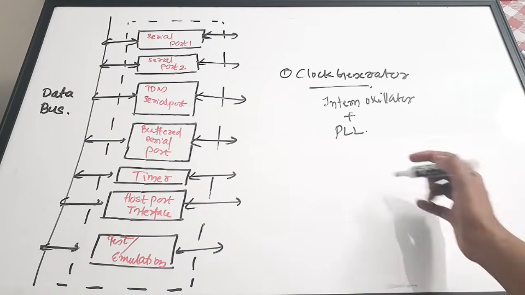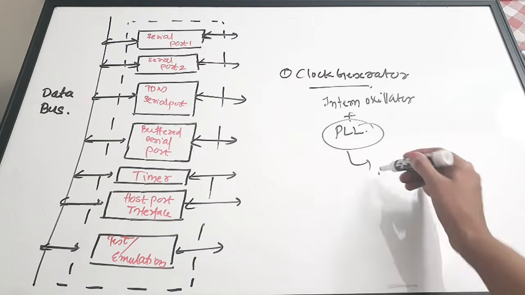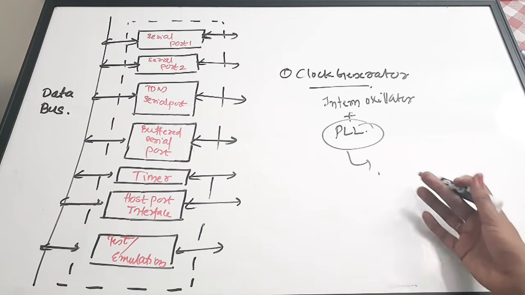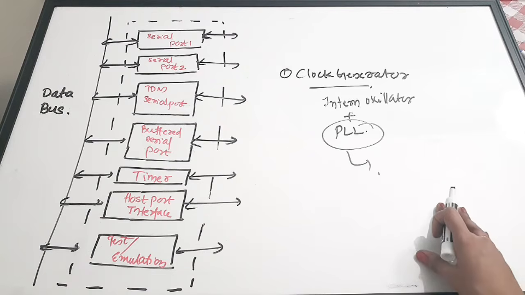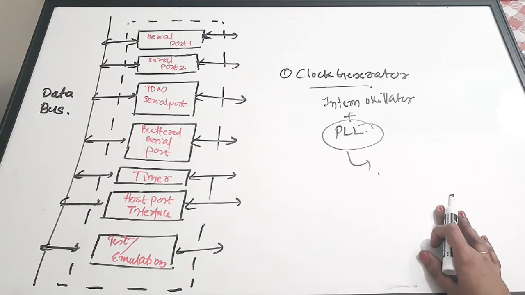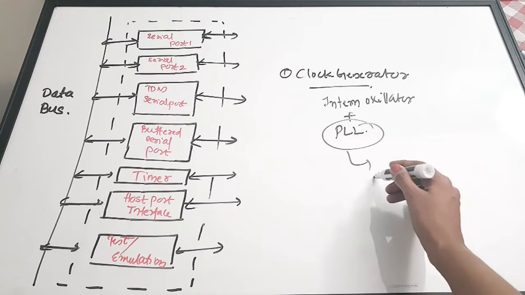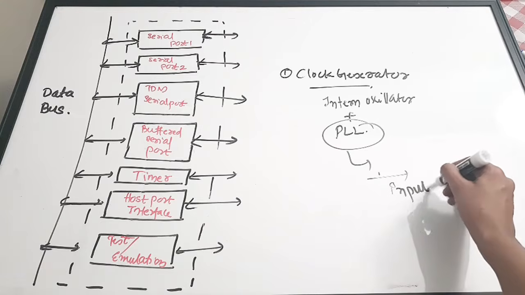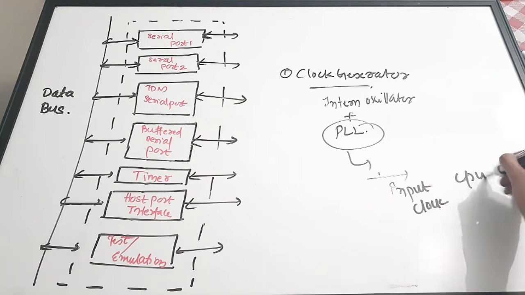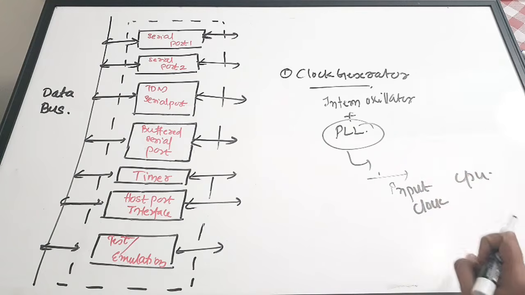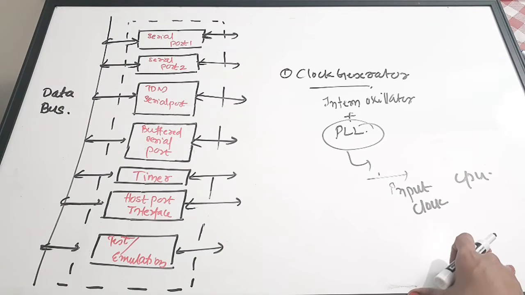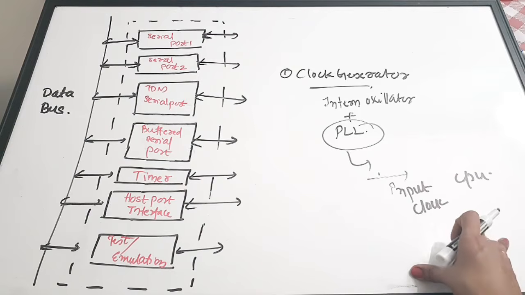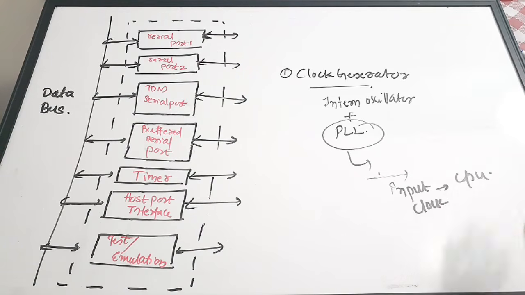And then the PLL will be multiplying this external signal, or this external clock generated by the resonator, by some factors, and it produces the desired clock for the input clock of the CPU. So this PLL will multiply the external clock with some prescaler factor and produce the desired clock, and it is given to the CPU. So that is the working of a clock generator.